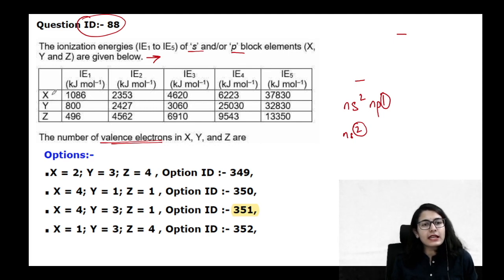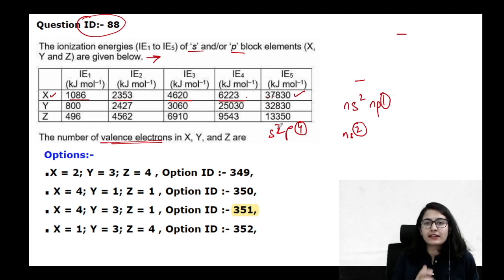Alright, so look at this, guys. X is having 1086, that's a 4-digit number. Then 2353, 4620, 6223, and then a direct jump to a 5-digit number, which means that you are having 4 electrons in the P shell maybe, and this electron was there in the S shell. Because when you have completely removed the 4 electrons, you are going to the S electron, which is going to require a lot of high energy. You have 4 valence electrons in X.